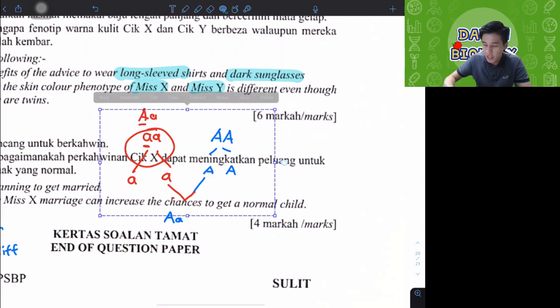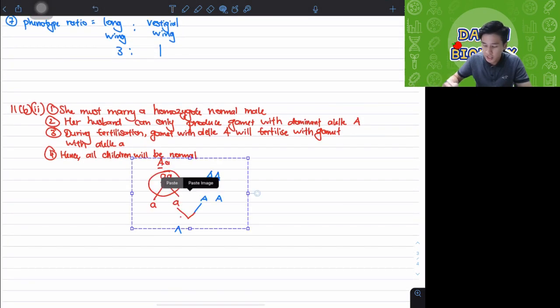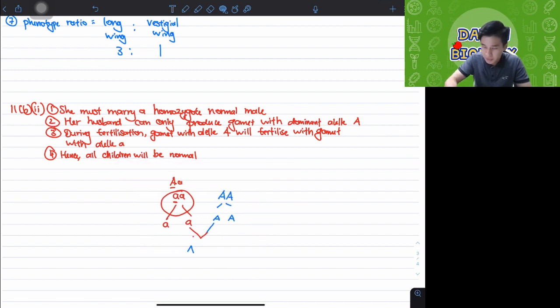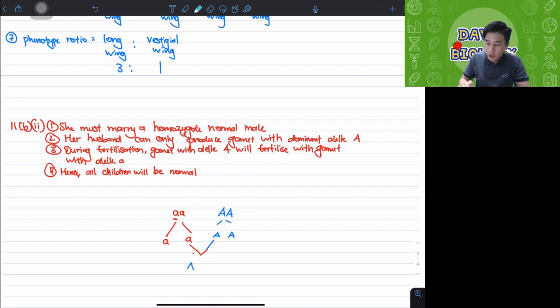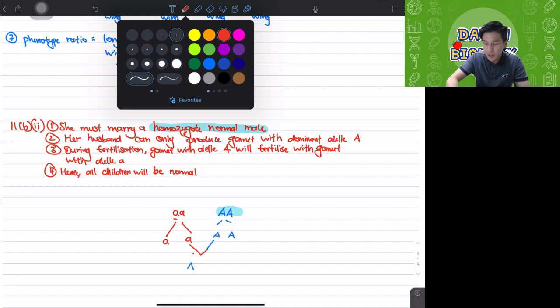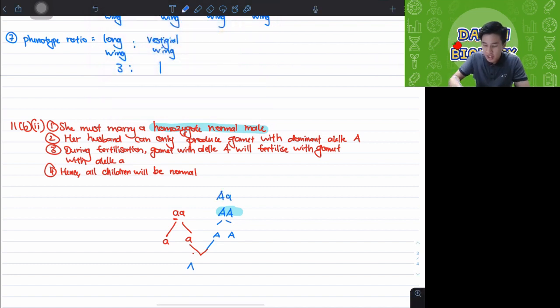Okay, so I already have the explanation written already. The explanation actually just literally translates this diagram that I drew for you over here. So she must marry a homozygote normal male. Homo. If you marry hetero, big A, small a, there's a chance for these two to combine. Means you still have a chance of getting an albino child. So let's say if I want 100% normal, I must find a husband that is normal. So you want to be my husband, I test your blood first. Then only you can become my husband.